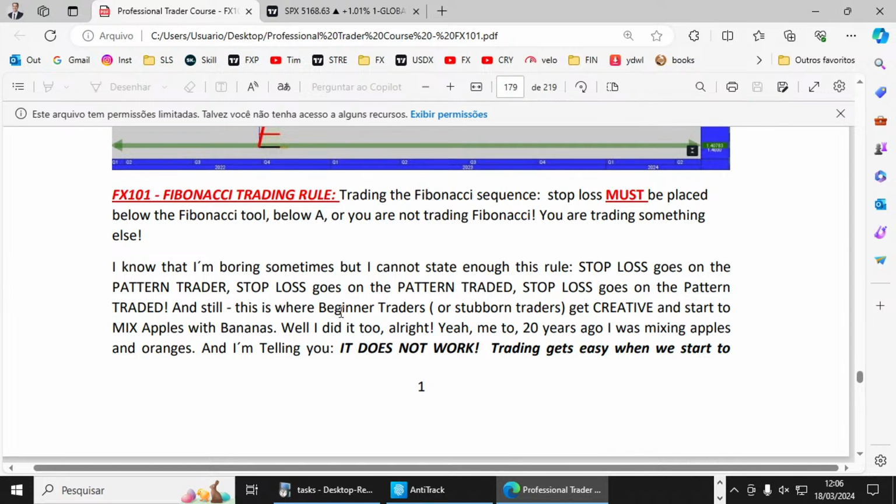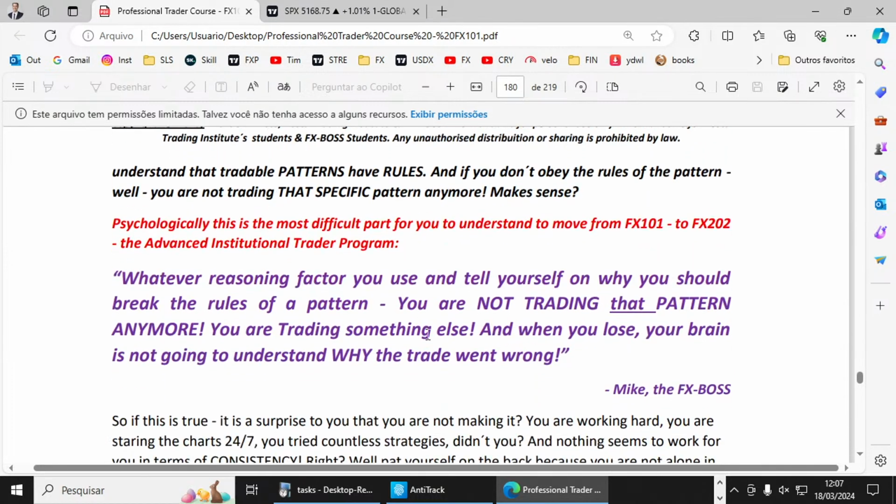And still, this is where beginner traders or stubborn traders get creative and start to mix apples with bananas. Well, I did it too, alright? Yeah, me too. Twenty years ago, I was mixing apples and oranges, and I'm telling you, it doesn't work. Trading gets easy when we start to understand that the tradable patterns have rules. And if you don't obey the rules of the pattern, well, you are not trading that specific pattern anymore. Does this make sense?